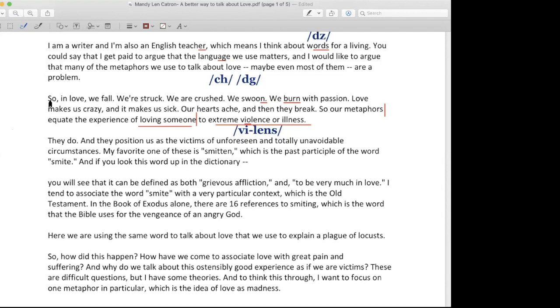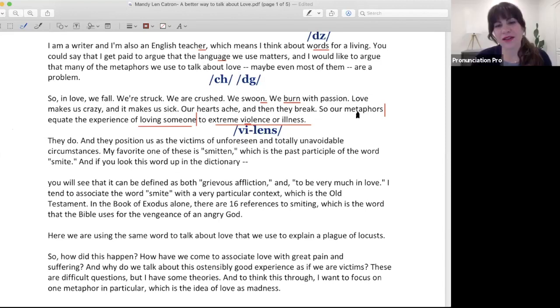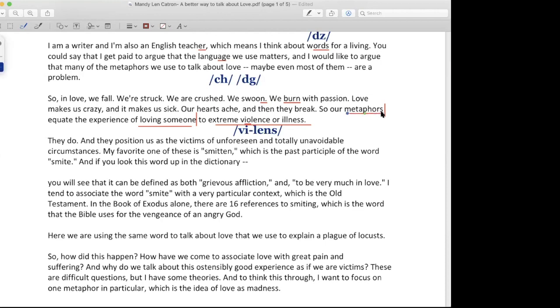Okay, so in love we fall, we are struck, we are crushed, we swoon, we burn with passion. Love makes us crazy and makes us sick. Our hearts ache and then they break. So our metaphors equate the experience of loving someone to extreme violence or illness. Good. Okay, a lot smoother, a lot more connected in that second time around. Do this for me. Metaphors. Metaphors. Good. First syllable stress there.